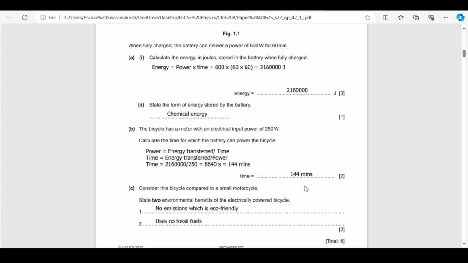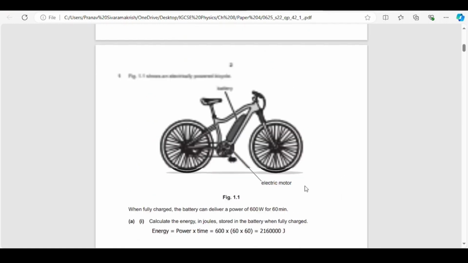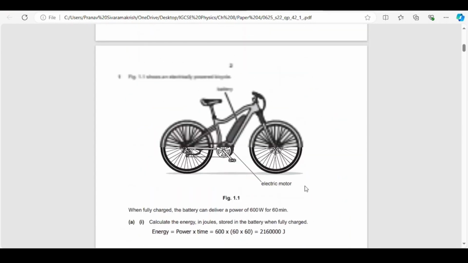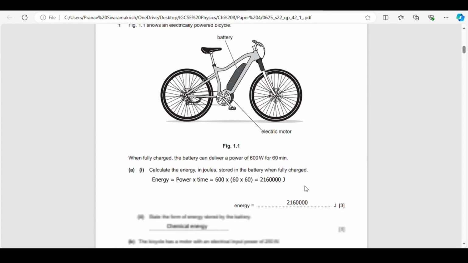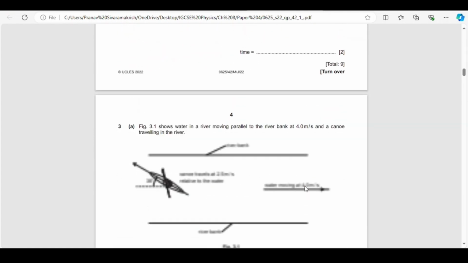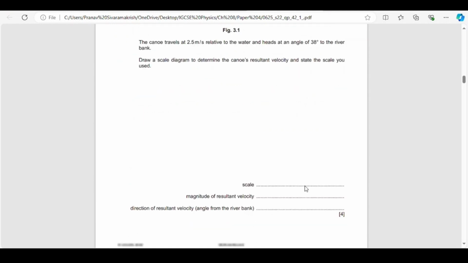So consider this bicycle compared to a small motorcycle. State 2 environmental benefits of the electrically powered bicycle. So obviously, if it's electrically powered, it won't have any emissions, which makes it eco-friendly, and the fact that it doesn't use any fossil fuels also makes it an environmentally friendly choice. So that is the question. I believe that's the only question on work done and power.